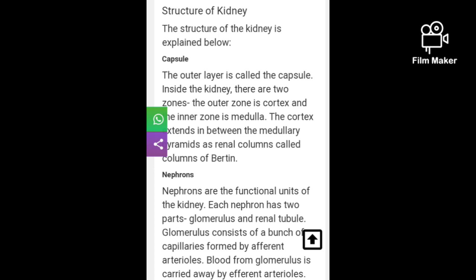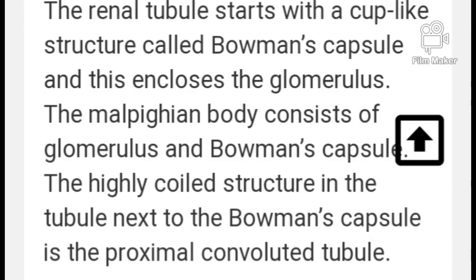Now next we have the renal tubule, which starts with a cup-like structure called Bowman's capsule and this encloses the glomerulus. The Malpighian body consists of glomerulus and Bowman's capsule. The highly coiled structure in the tubule next to the Bowman's capsule is the proximal convoluted tubule.